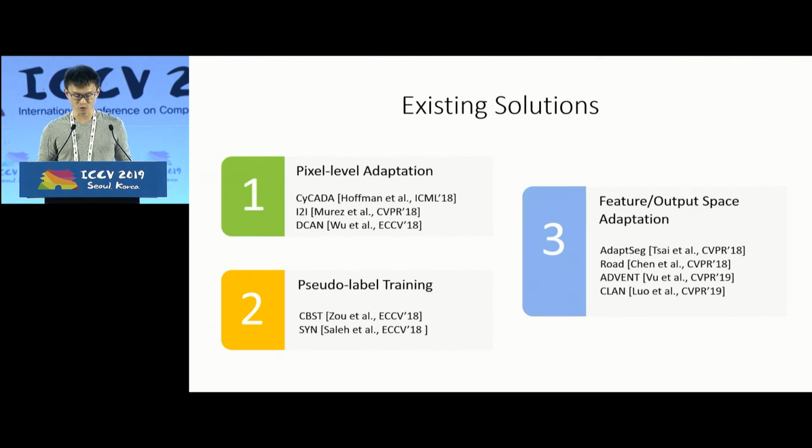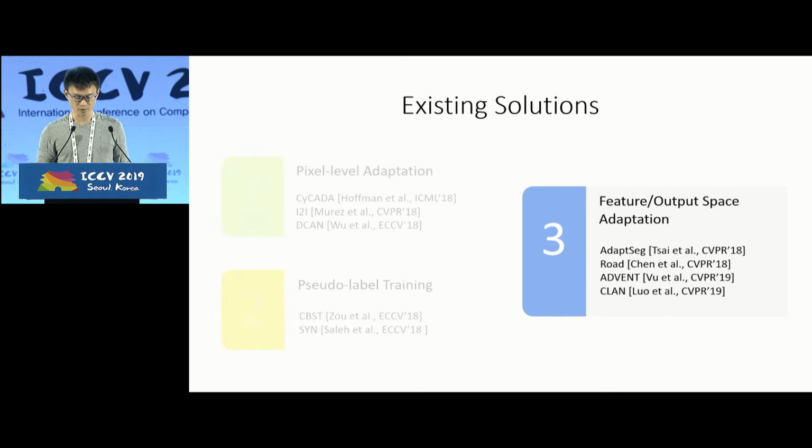To reduce the domain gap, existing methods can be mainly categorized into 3 groups: pixel level adaptation, pseudo label retraining, and output space adaptation. In this work, we focus on the 3rd group.